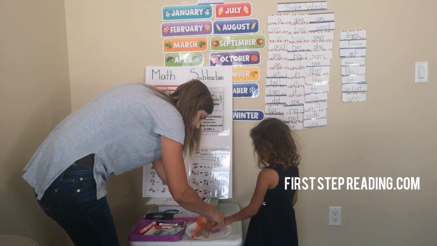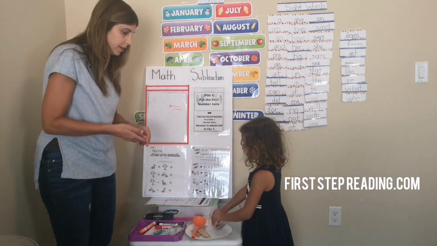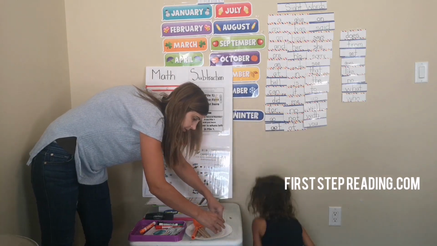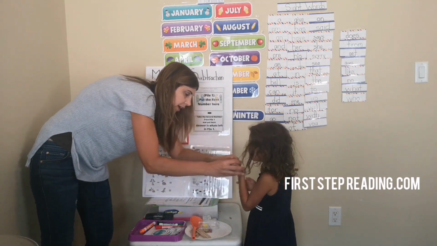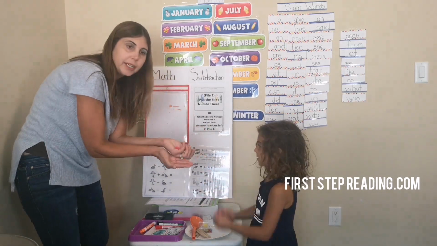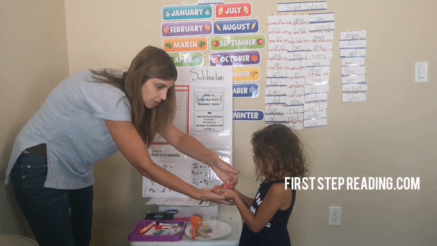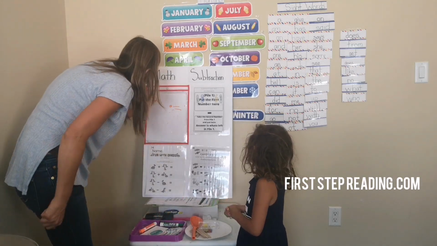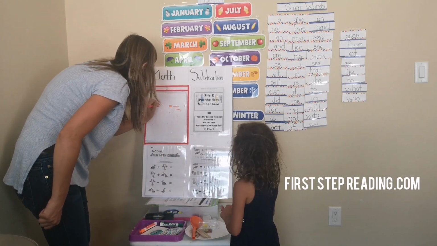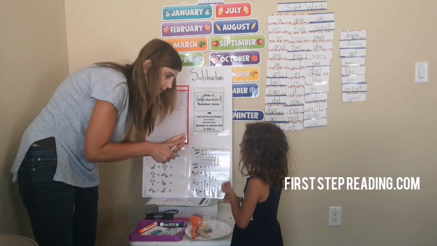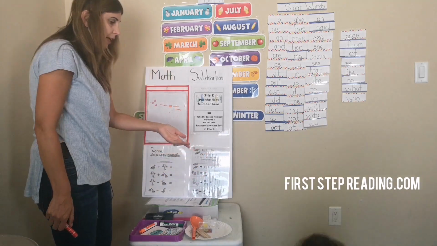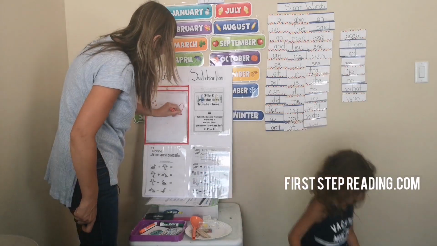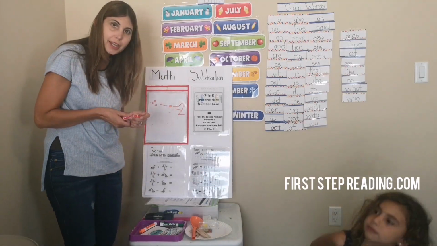Okay. This will be easier. Okay, Haley, you have 3 candies. Put your hand out like this. Haley has 3 candies. I'm going to write the question up here. She has 3 candies. And I'm going to take 1. How many do you have left? 2. Good job.